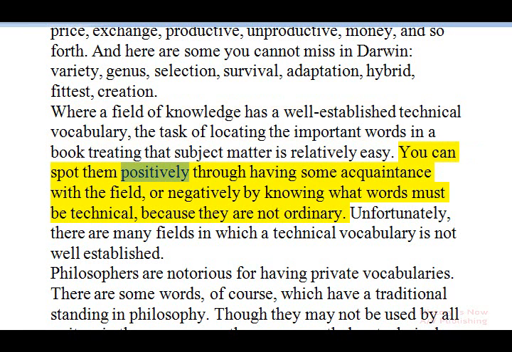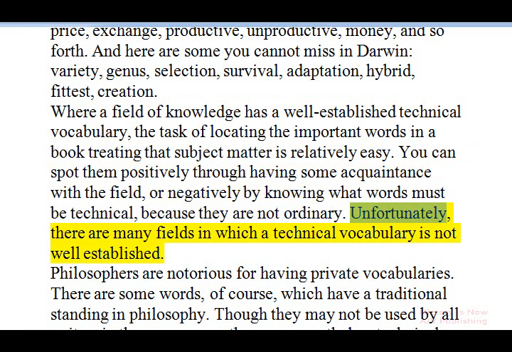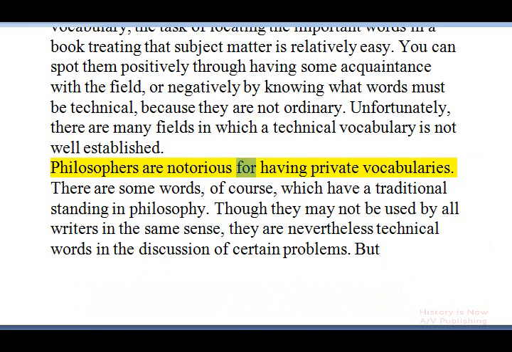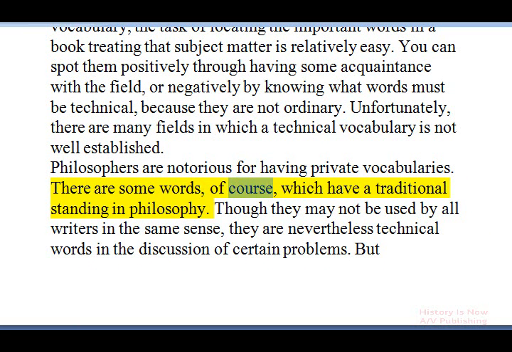You can spot them positively through having some acquaintance with the field, or negatively by knowing what words must be technical, because they are not ordinary. Unfortunately, there are many fields in which a technical vocabulary is not well established. Philosophers are notorious for having private vocabularies. There are some words, of course, which have a traditional standing in philosophy.